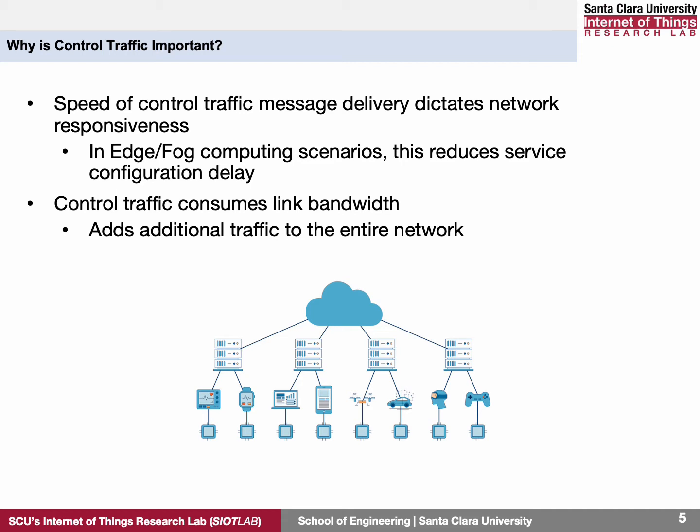Second, the control traffic consumes link bandwidth in the network. Control traffic directly competes with data traffic for available bandwidth and adds additional traffic to the entire network. In this sense, having less control traffic is better for the network, so that it consumes less bandwidth.